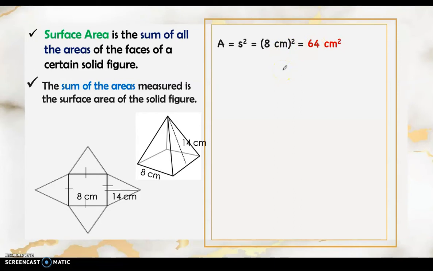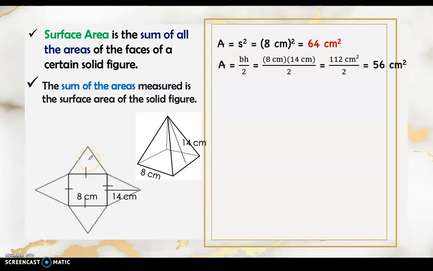Now, let's get the area of one of the triangles. We have the base is 8 centimeters and the height is 14 centimeters. Multiply it and divide by 2. So we have 112 divided by 2. We have 56 square centimeters. So this 56 square centimeters is the area of one of the triangles here.